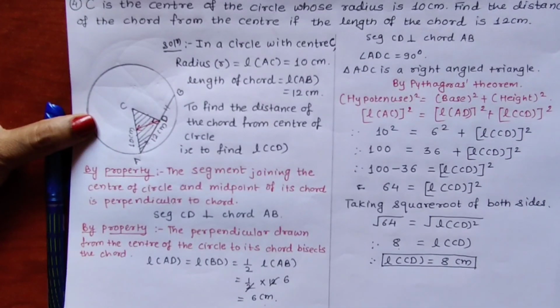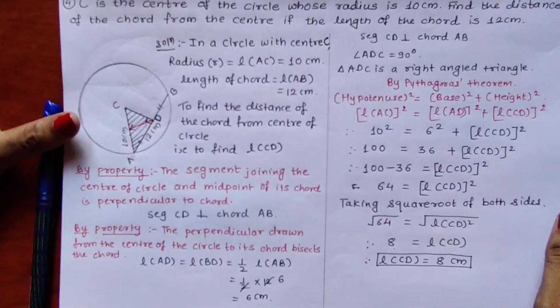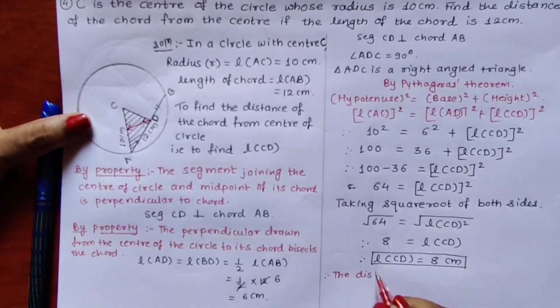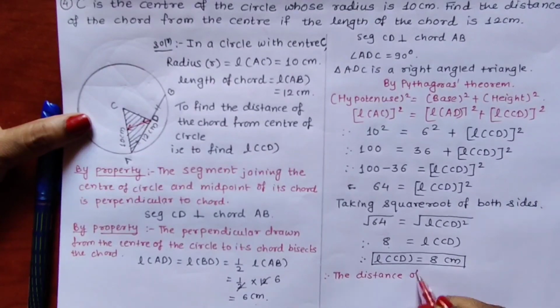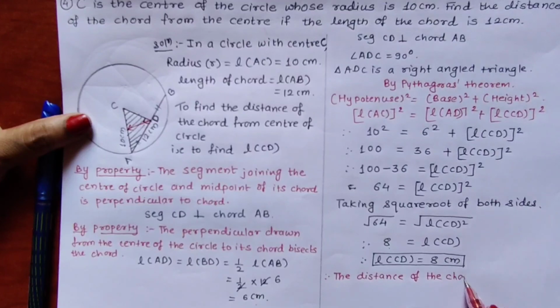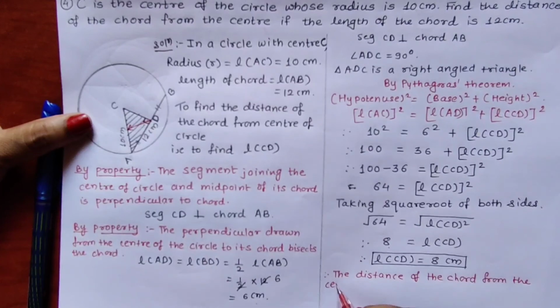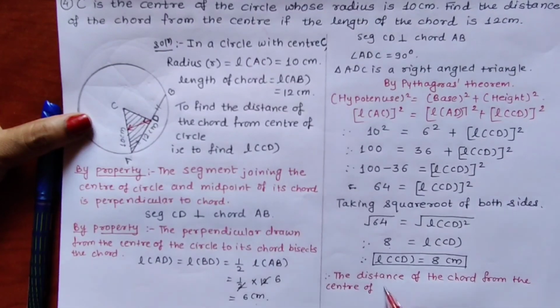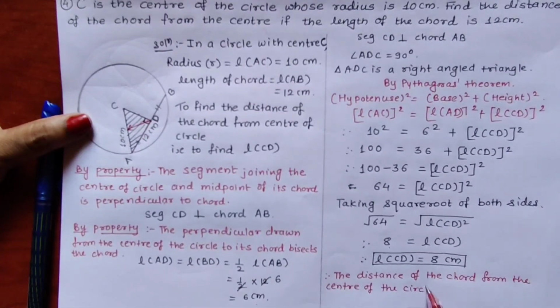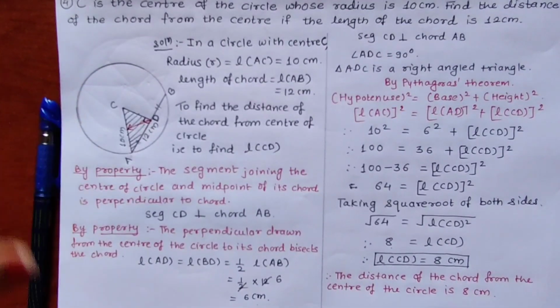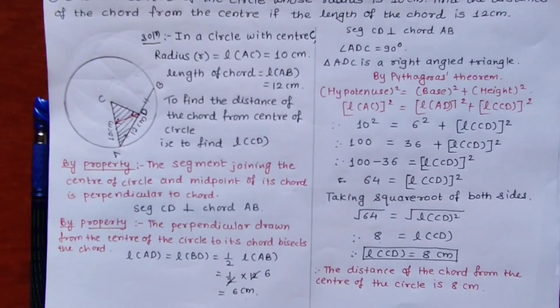So we have to write the answer statement here. Therefore, the distance of the chord from the center of the circle is 8 centimeter. So in this way we can get all the answers here from practice set 17.1.